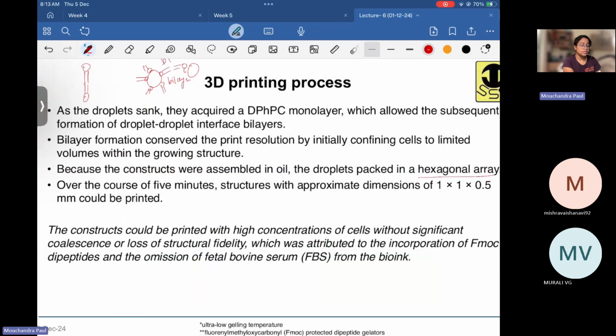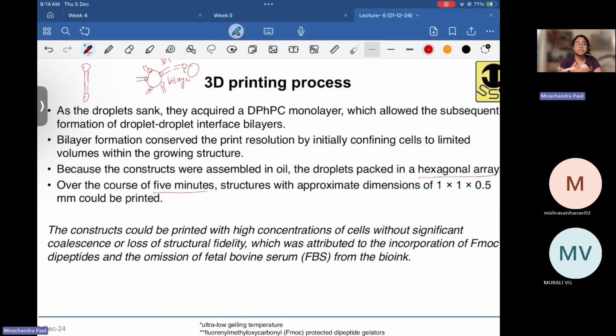And the technique is quite fast, meaning they can make a 1 mm by 1 mm by 0.5 mm construct very quickly. That is, in 5 minutes they can make it. But they have also attempted to make larger structures as well. Okay, so this technique overall helps us realize that they can print very high resolution droplets with a large number of cells without losing the shape of the droplet.